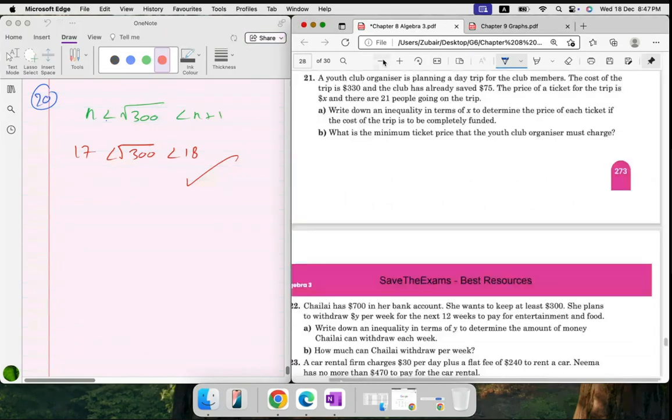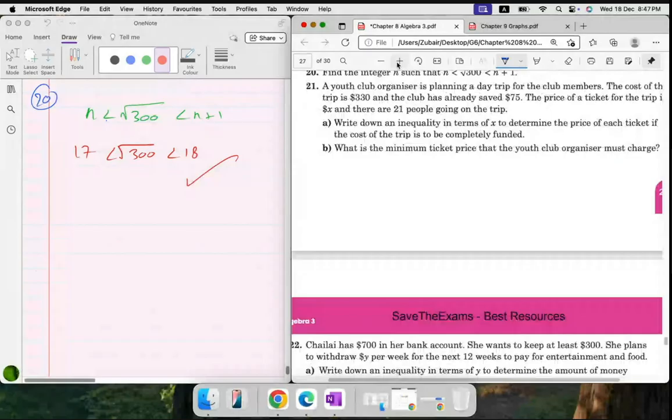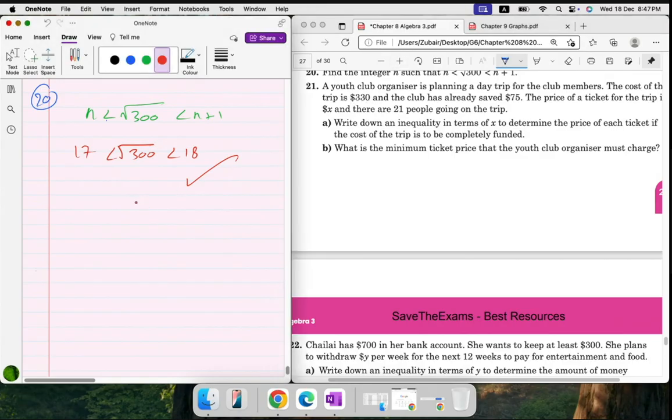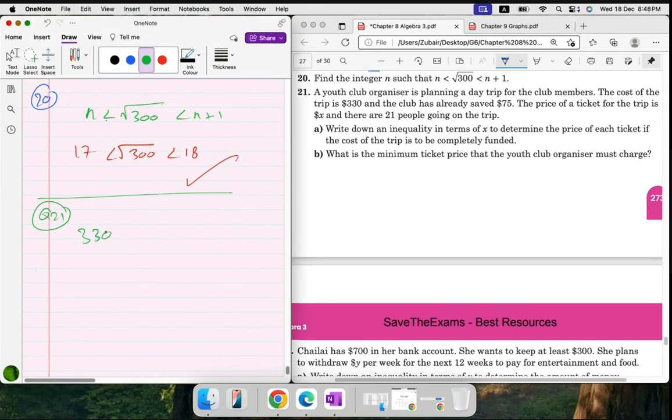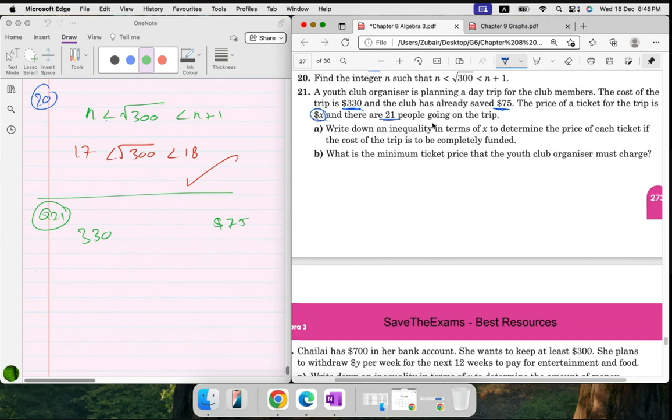The word problems are here. Let's try this. A youth club organizer is planning a day trip for the club members. The cost of the trip is $330. I'm just extracting the data. $330, and the club has already saved $75. The price of the ticket for the trip is X dollars, and there are 21 people going on the trip. So if the price is X, it should cost 21X. Now write down an inequality in terms of X to determine the price of each ticket if the cost of the trip is to be completely funded.